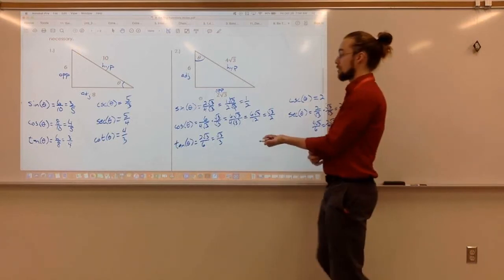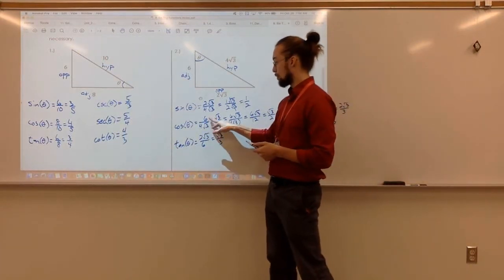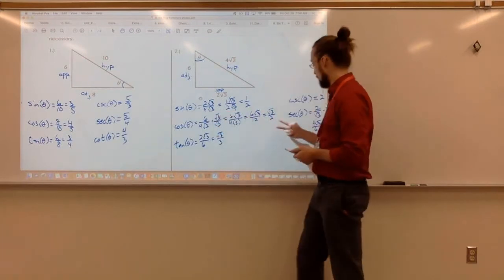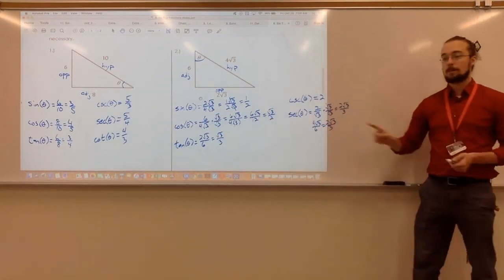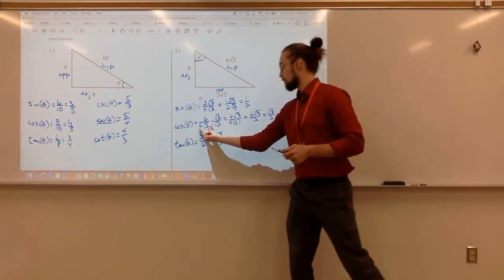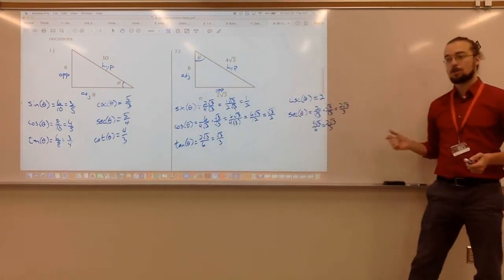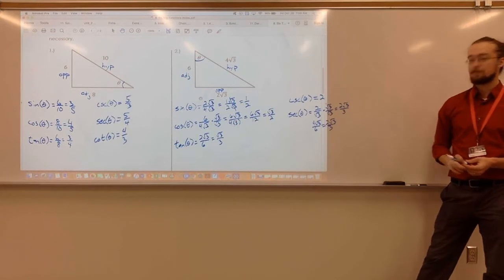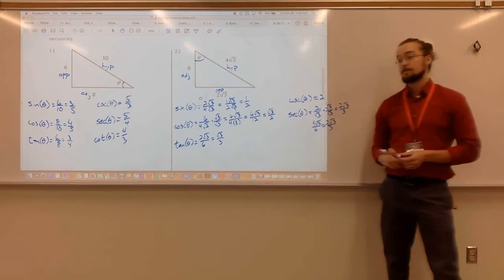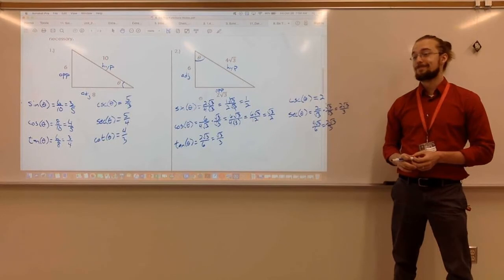Or you can try to figure out a way where, when you take the reciprocal, you won't have a radical in the denominator. I could have taken this one, this one, this one. You could take any of those things that are equal to each other.